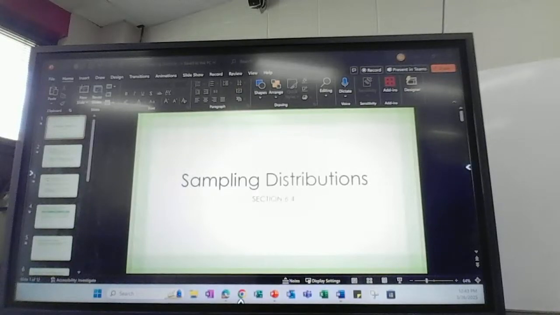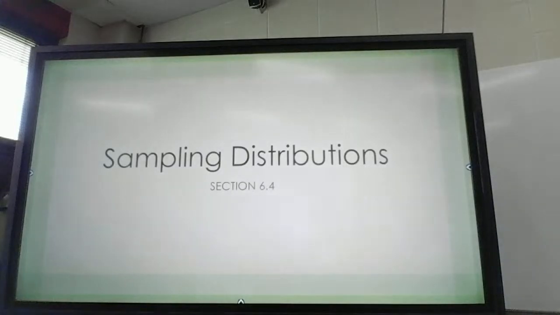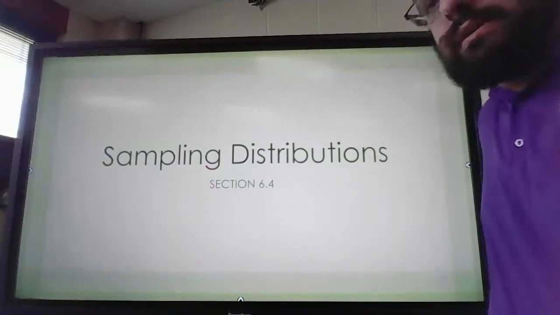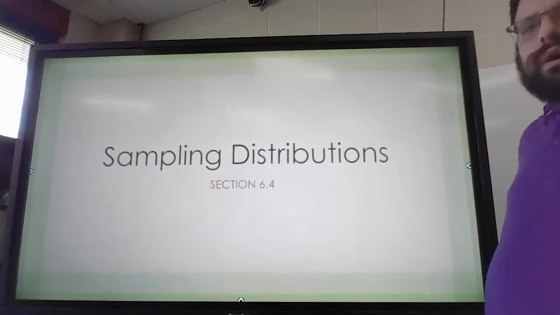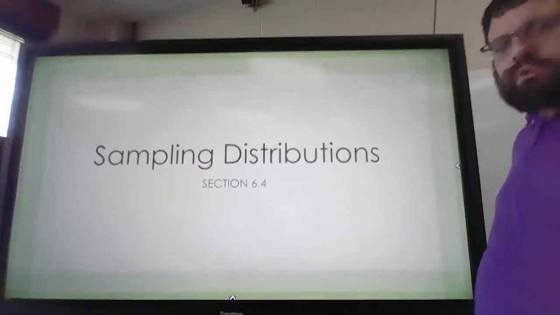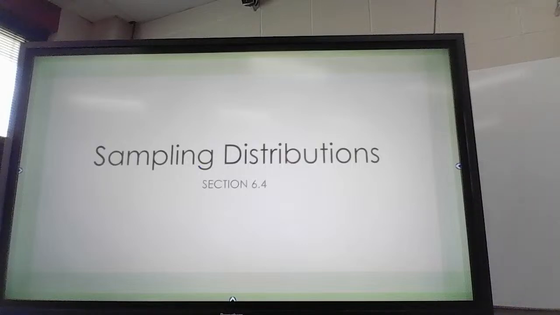Section 6.4 will be on sampling distributions. Now, we've talked about samples before, and some of this stuff you may have already seen in previous sections. But this is going to be really important, especially as we go to the central limit theorem in section 6.5. So I want to briefly go over and review some things that we learned when it comes to samples.